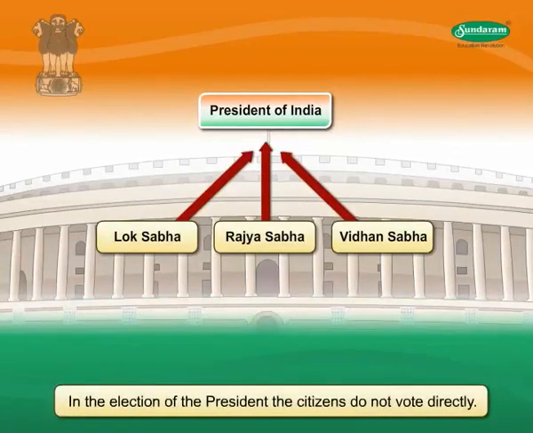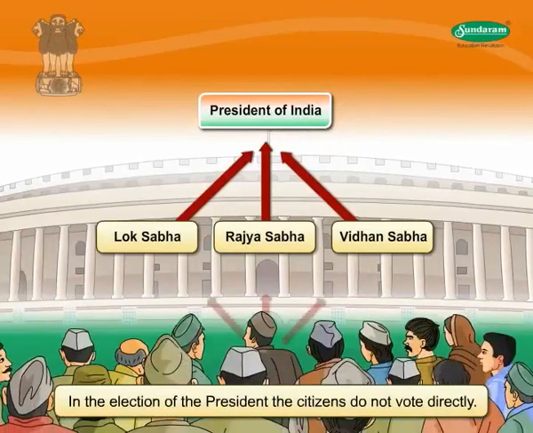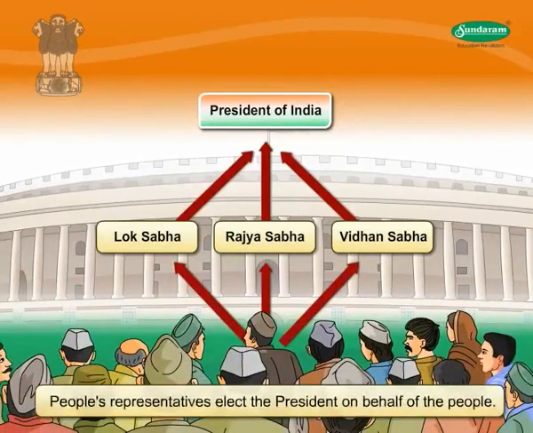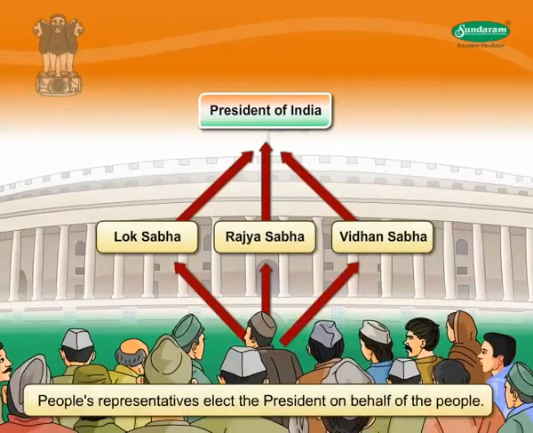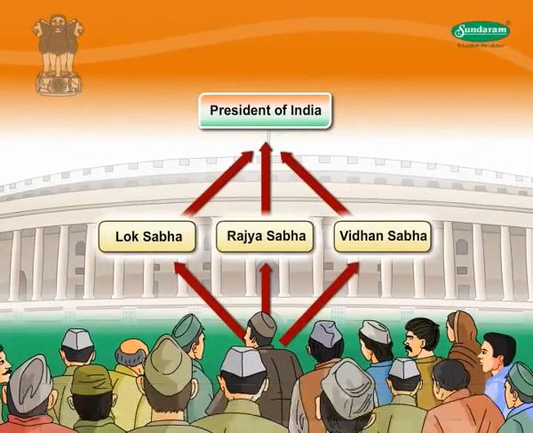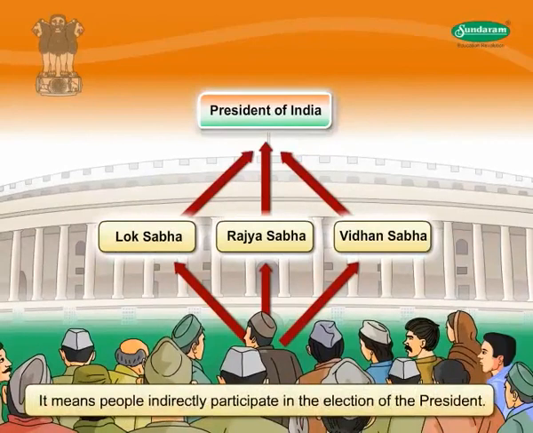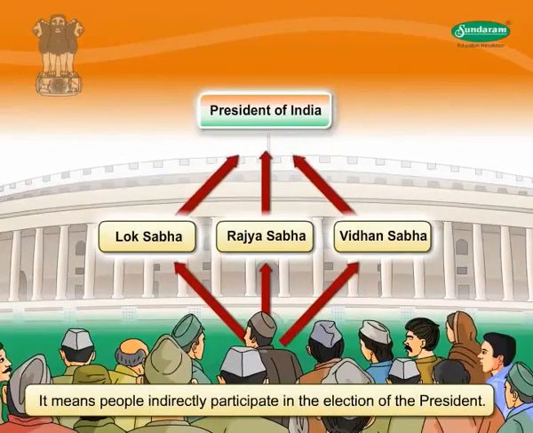In the election of the President, the citizens do not vote directly. People's representatives elect the President on behalf of the people. It means people indirectly participate in the election of the President.